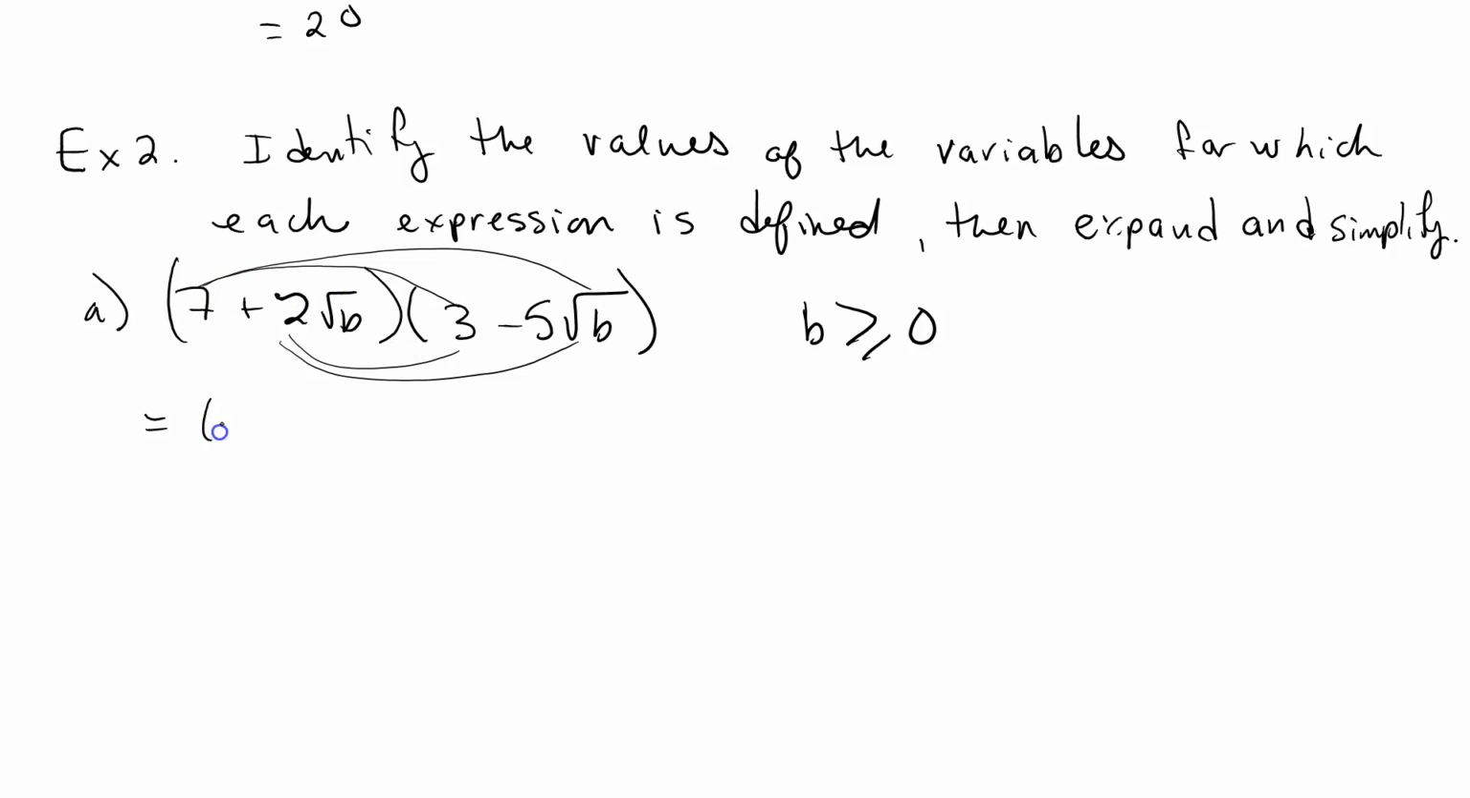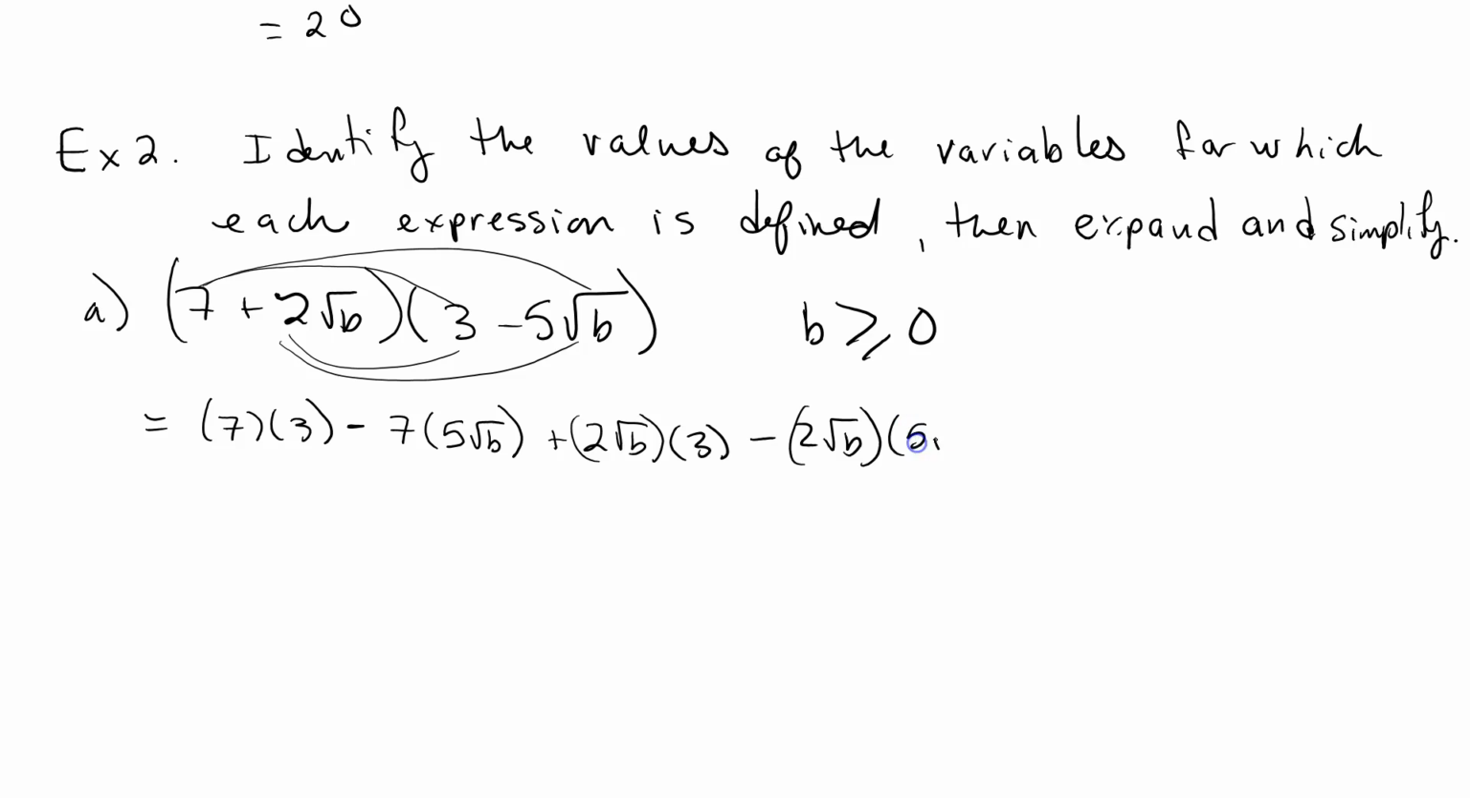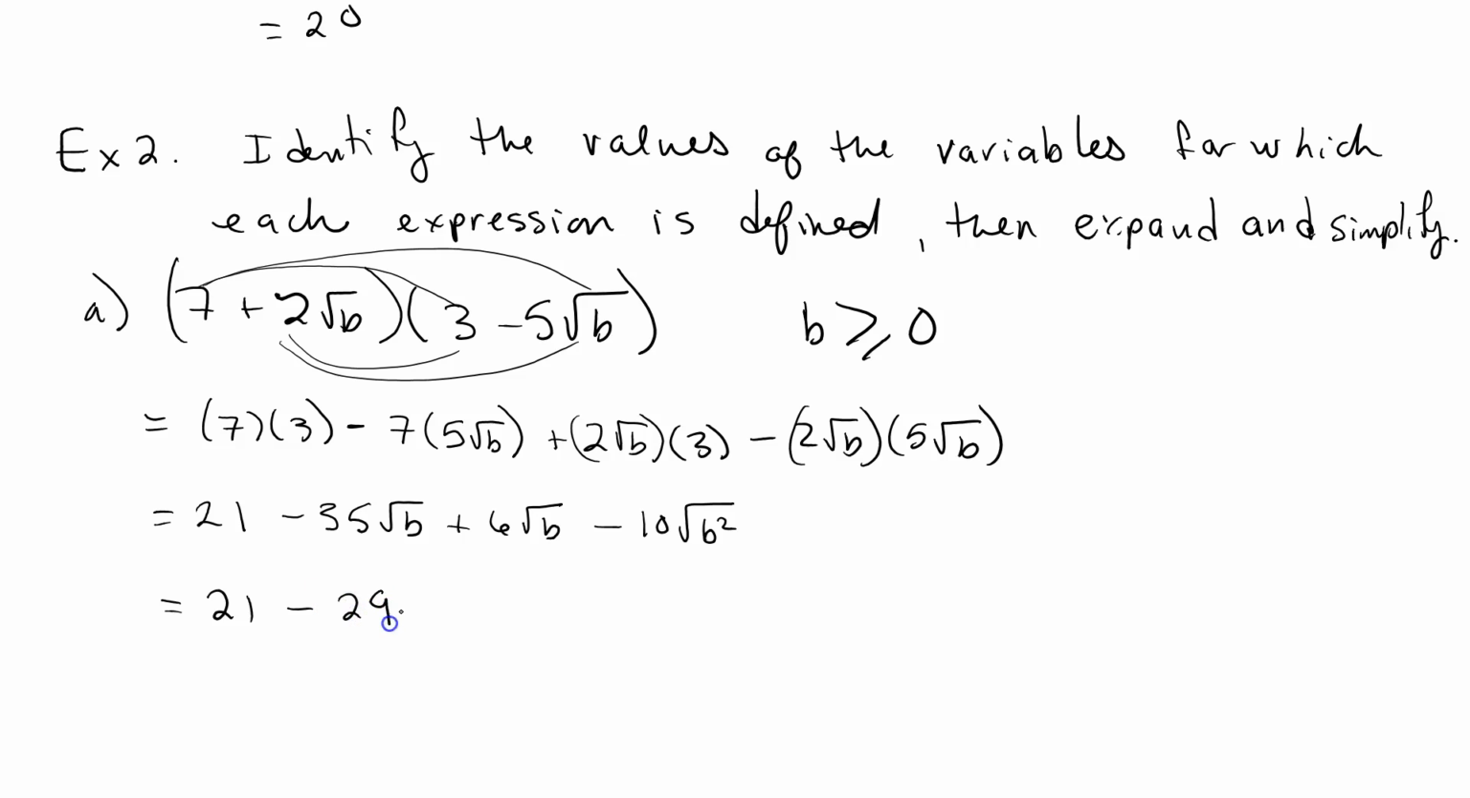So the first one here, we have 7 times 3, minus 7 times 5 root b, plus 2 root b times 3, minus 2 root b times 5 root b. So we're going to simplify this. 21 minus 35 root b plus 6 root b minus 10 root b squared. Interesting. So that equals 21 minus 29 root b minus 10 b.